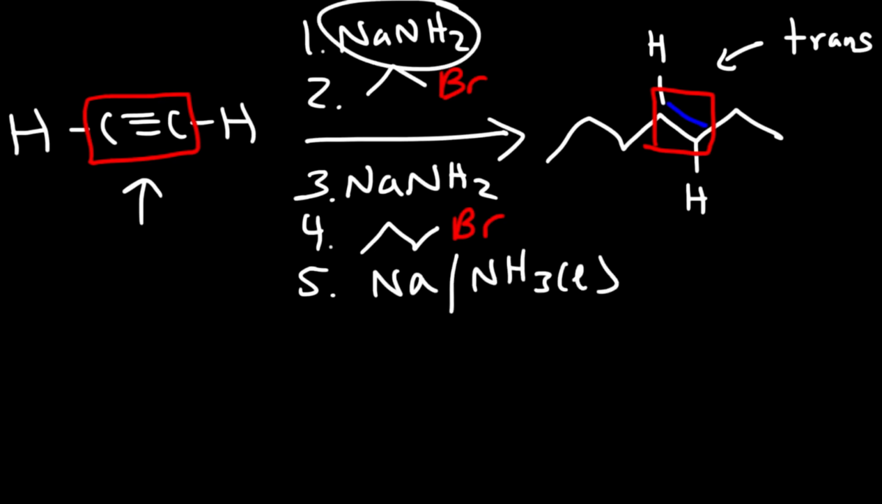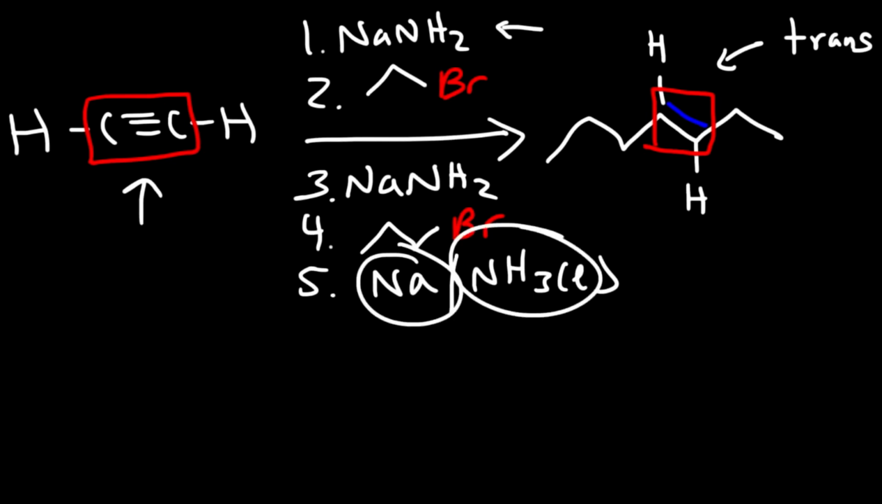So these two are not the same, they're different. This is an ionic compound. This is a metal and liquid ammonia. Starting from acetylene, how can we make heptane? What's the most efficient way to make heptane?